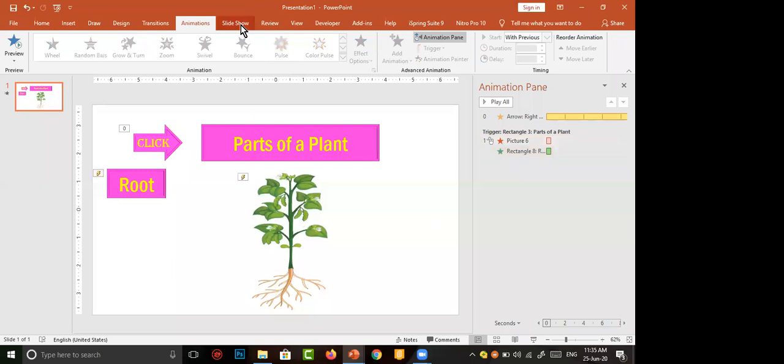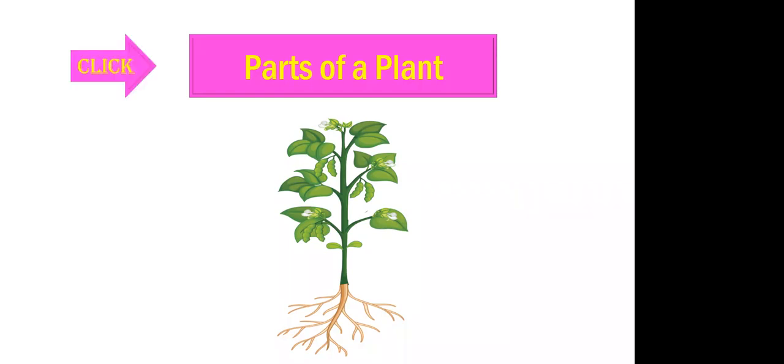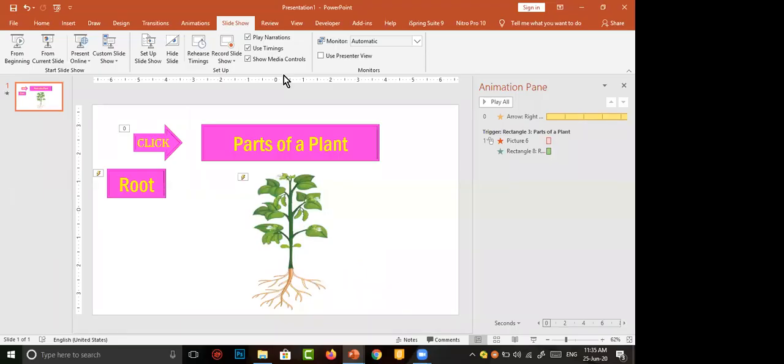You have to run the slideshow and check whether it is working or not. Then from the beginning, I go to parts of a plant and make a click on it. That's all. The picture has disappeared, and at the same time the root box has appeared.